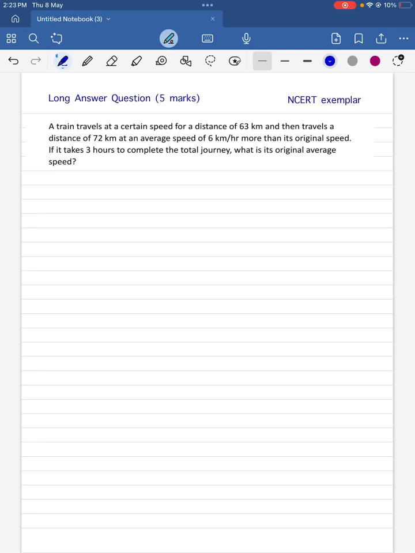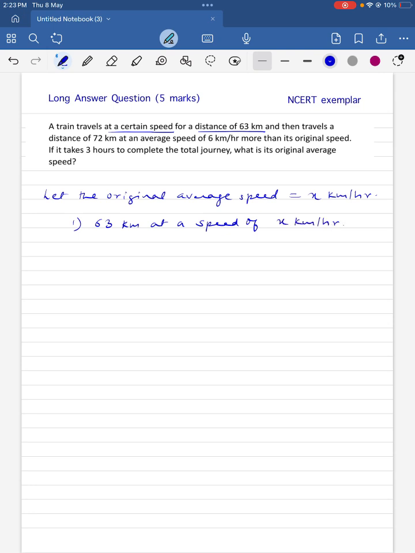Okay, so let me assume, let the original average speed be equal to x kilometer per hour. Now let's split this question into two parts. In the first part, they've mentioned that the train travels a distance of 63 kilometers at the original speed. So 63 kilometers at a speed of x kilometer per hour.